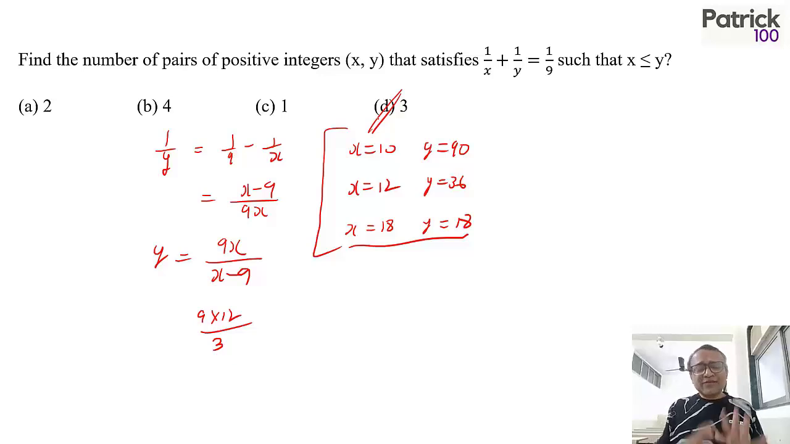Okay. So the way to solve this, again, it's common in CAT. You put one variable with respect to the other and then substitute values for one variable to find out what values are possible, and you will get the answer accordingly.